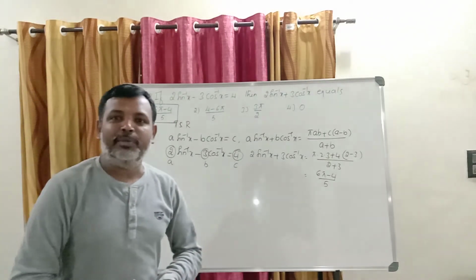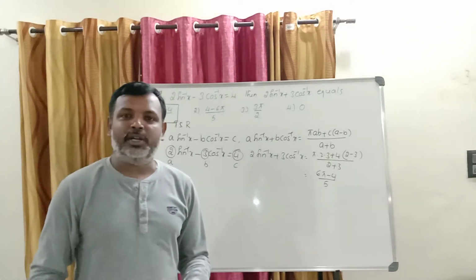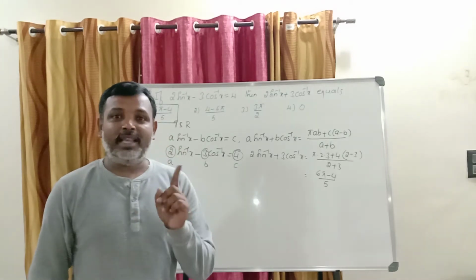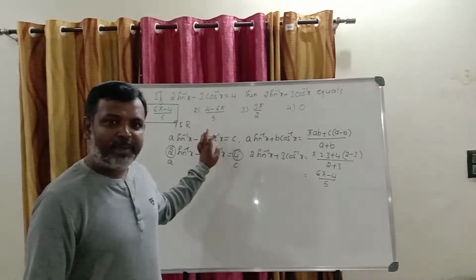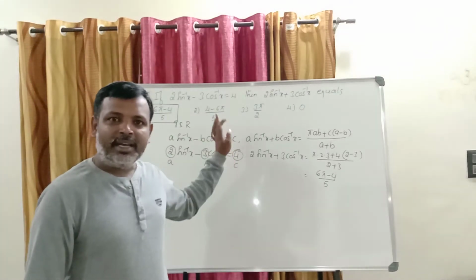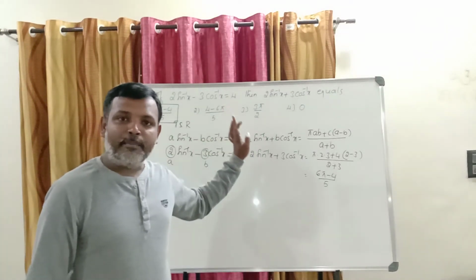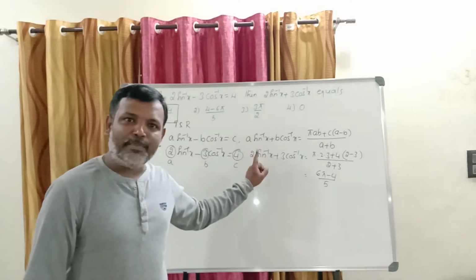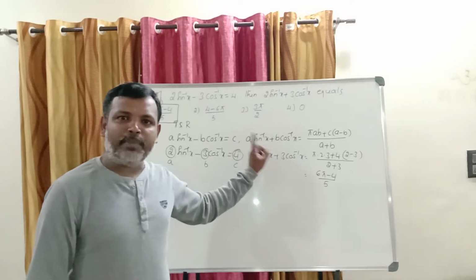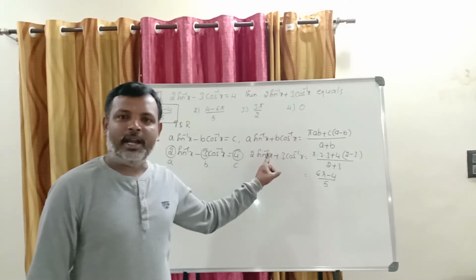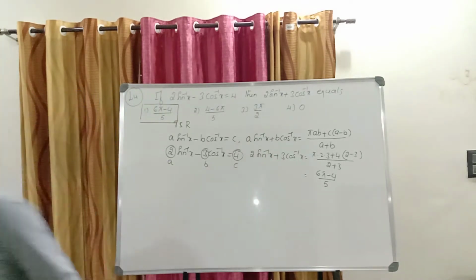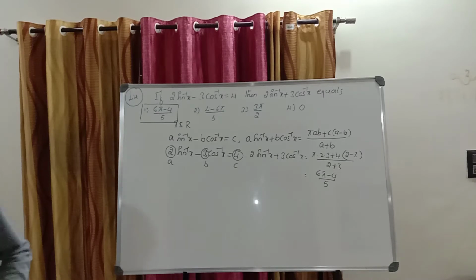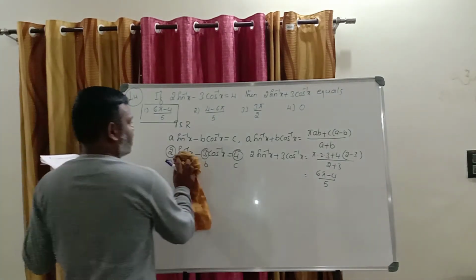When a sin inverse of x plus b cos inverse of x is equal to c, or else minus, if a sin inverse of x minus b cos inverse of x is equal to c, then a sin inverse of x plus b cos inverse of x is simply given by pi ab plus c into a minus b divided by a plus b. Is it clear? Okay, now we will move to the next question. Look at the next question. So what is that next question?